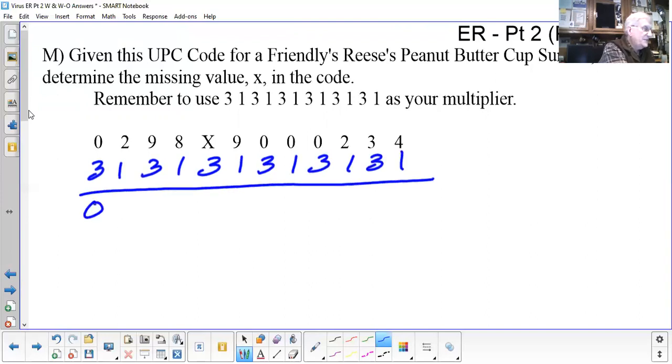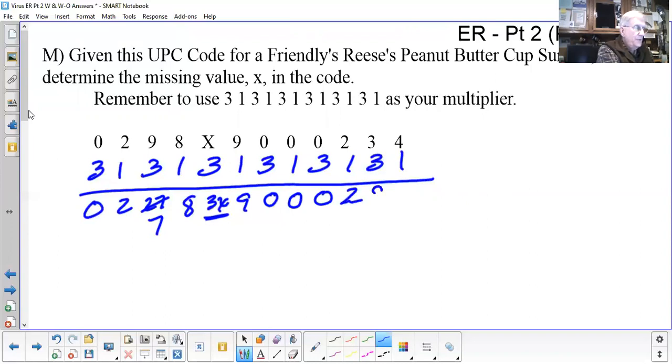When I do this, I get 0, 2, 27, which I will change just to 7 mod 10, 8, 3x, 9, 0, 0, 0, 2, 9, and 4. So now what I'm going to do is add these numbers together. Want to make sure you add them correctly. So 2 and 7 is 9, and 8 is 17, 26, 28, 37. I believe I got 41.